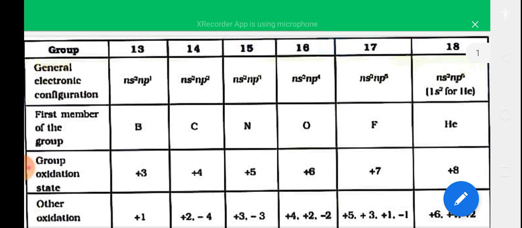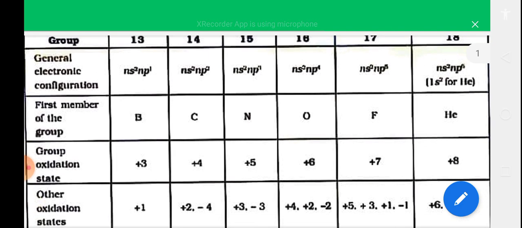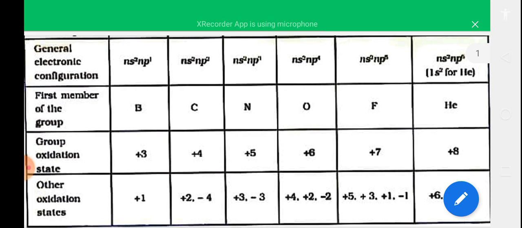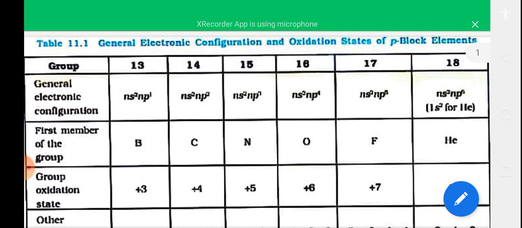Okay, so see, the general electronic configuration of all these groups is given here. P block elements generally have electronic configuration ns2 np1 to 6. This is the general electronic configuration, and the stable oxidation number of elements of each group is given here, you can see, and the first member of each group is given in this table. The common electronic configuration of all the members of a particular group is also given.